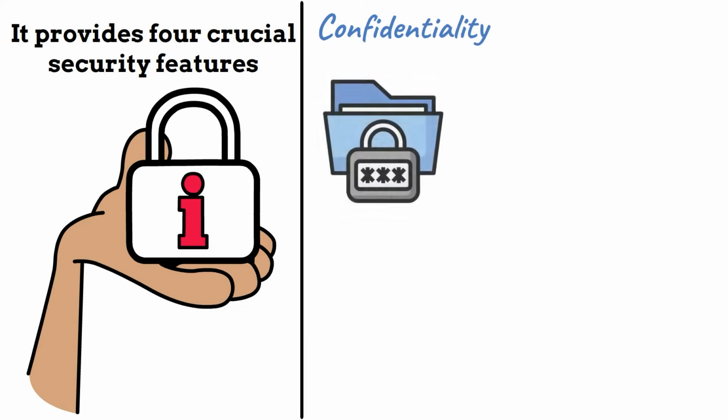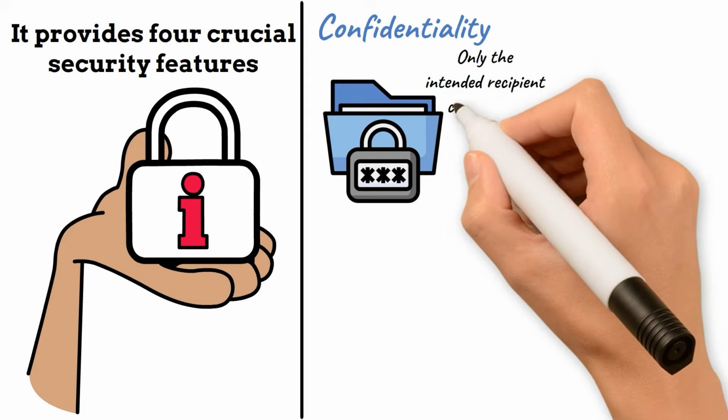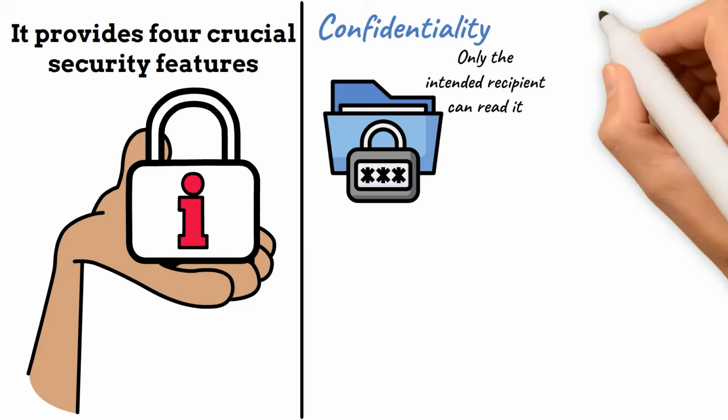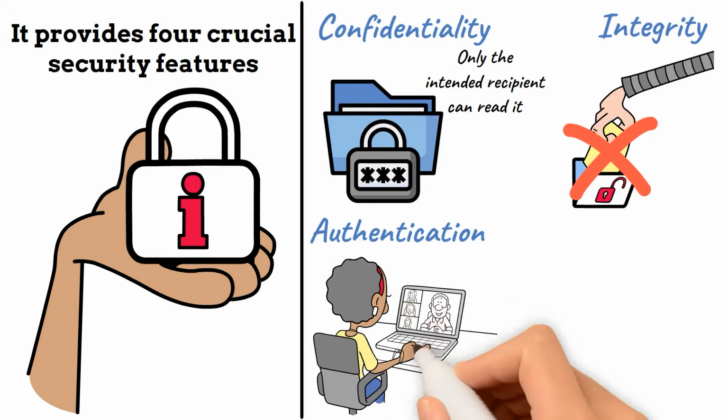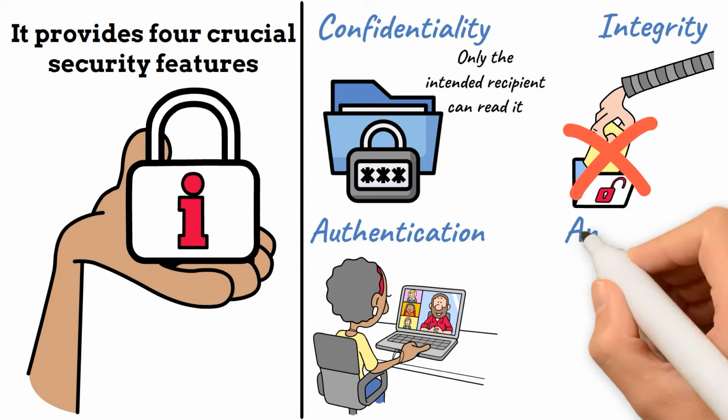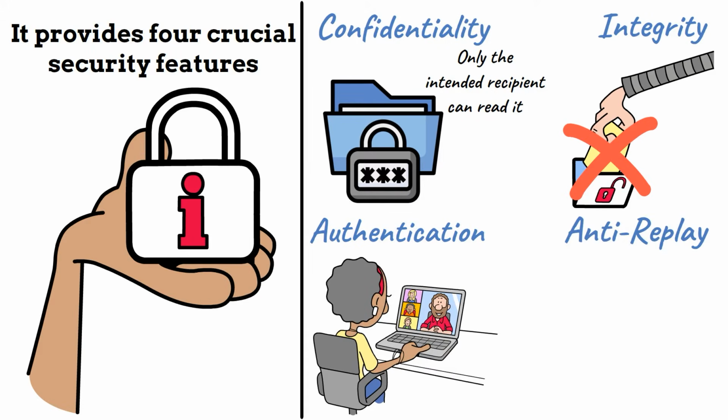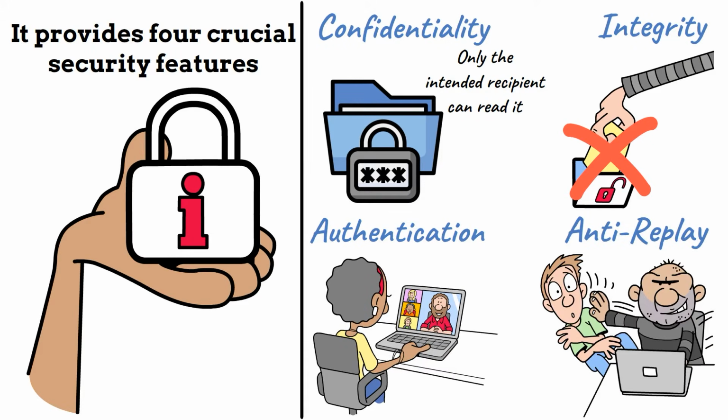Confidentiality. It encrypts your data so only the intended recipient can read it. Integrity. It ensures your data hasn't been tampered with in transit. Authentication. It verifies that you are communicating with who you think you are. Anti-replay. It prevents attackers from capturing your data and resending it later.